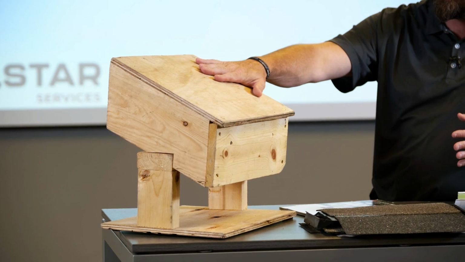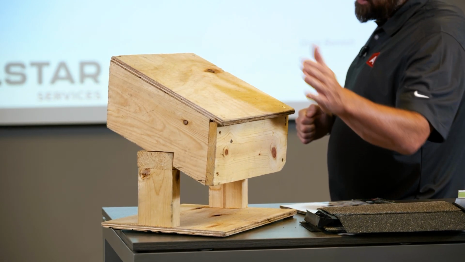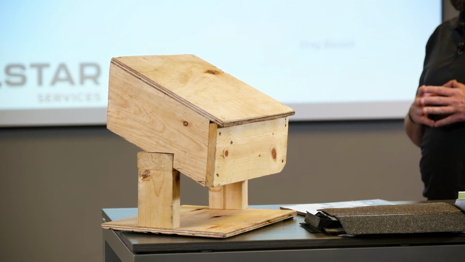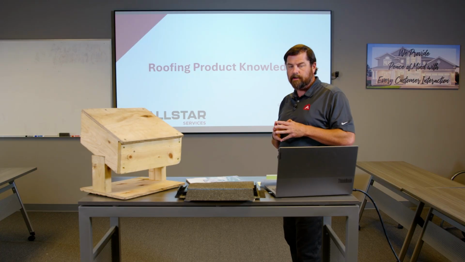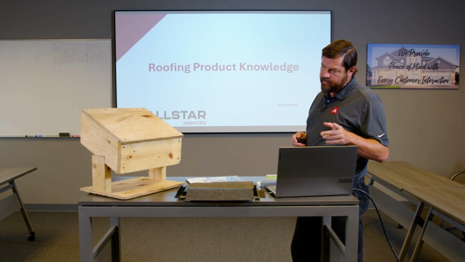We can imagine this as the structure of a roof. We know that right here is the decking, the fascia or eaves, and then we've got rakes and fascia on the side too. So we're going to be using this as our model to demonstrate exactly what and how we build this roof.